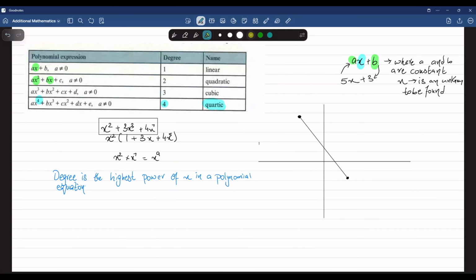Then we have something like ax cubed. So what's the highest degree here? It's the degree 3. And what do we call that? These kinds of equations, we call them cubic equations.